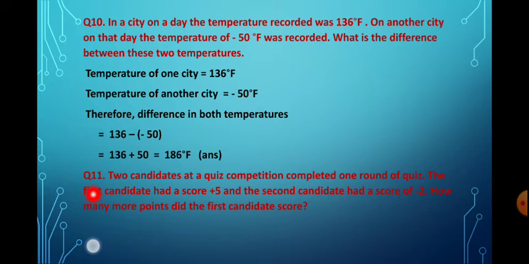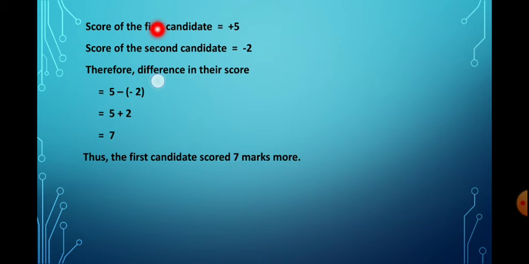Question number 11. Two candidates at a quiz competition completed one round of quiz. The first candidate had a score of plus 5 and the second candidate had a score of minus 2. How many more points did the first candidate score? So score of the first candidate equals plus 5. Score of the second candidate equals minus 2. Therefore, difference in this score equals 5 minus minus 2, which is 5 plus 2, equal to 7. Therefore, the first candidate scored 7 marks more.